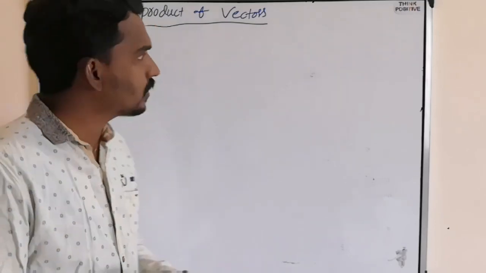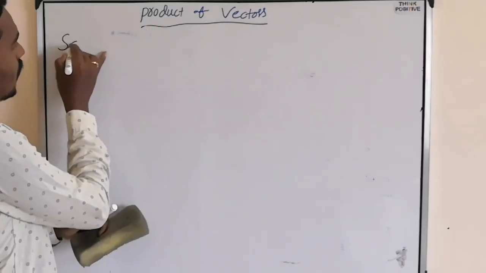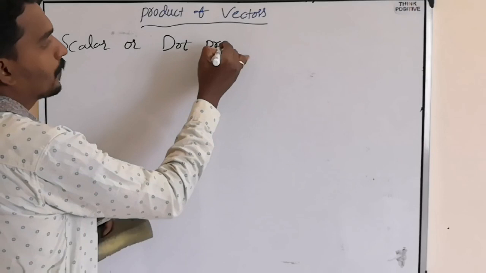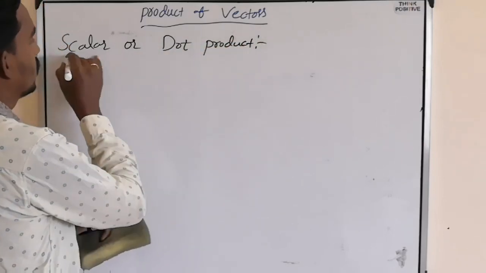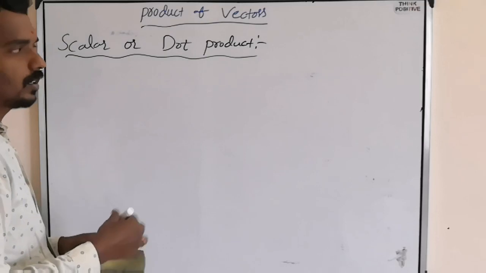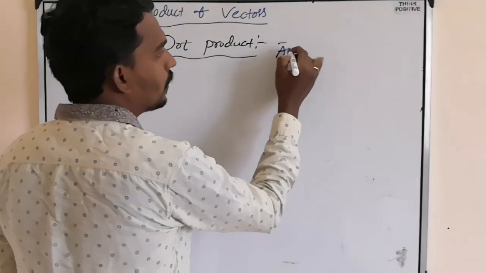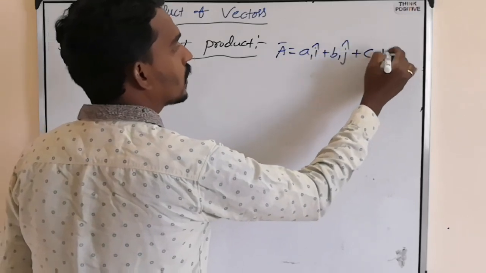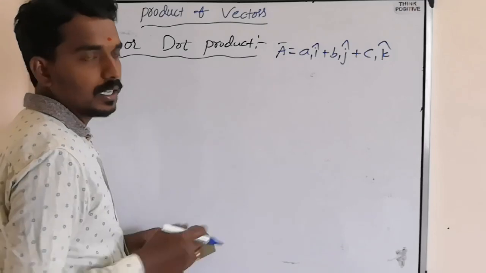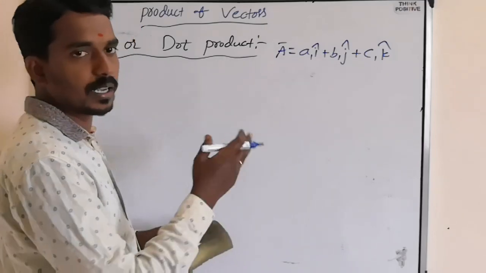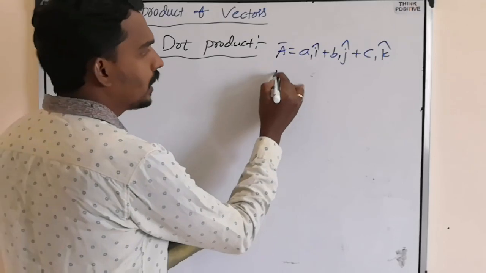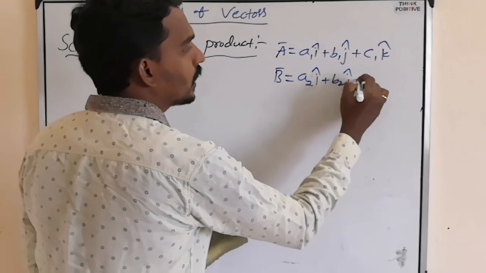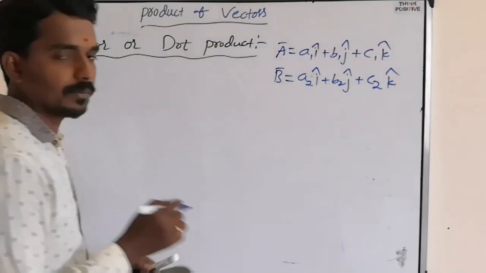And today we will study about scalar or dot product. So let's take two vectors. A bar is a vector a1 i cap plus b1 j cap plus c1 k cap. In general, I am taking something like 2 i cap plus 3 j cap minus 10 k cap. And b bar is another vector, that is a2 i cap plus b2 j cap plus c2 k cap.